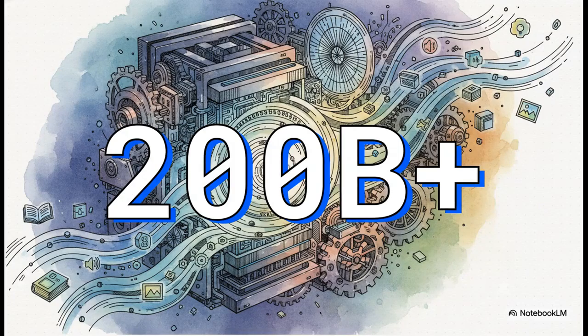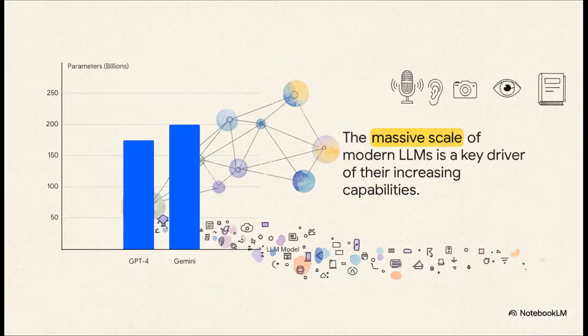But the tech world never stands still. The race is always on. The next wave of models, like Google's Gemini, are already blowing past that, with some versions clocking in at over 200 billion parameters. And this constant push for more, bigger, it's exactly why these AIs are getting better so incredibly fast. It's honestly hard to even wrap your head around numbers that big.